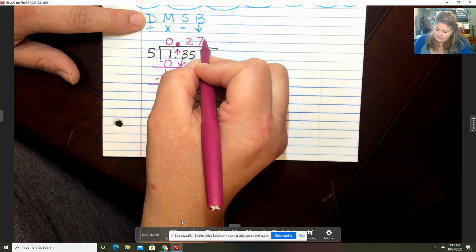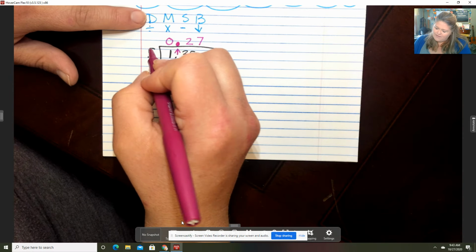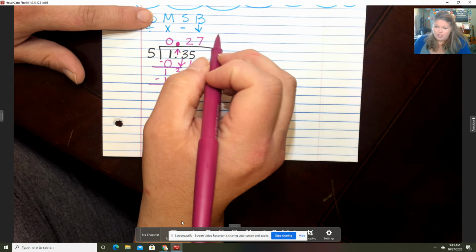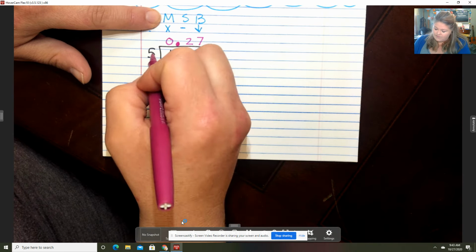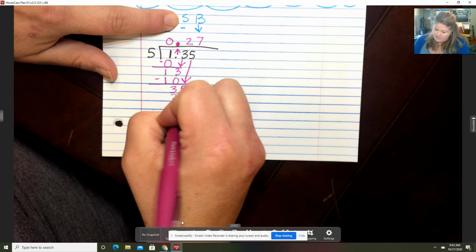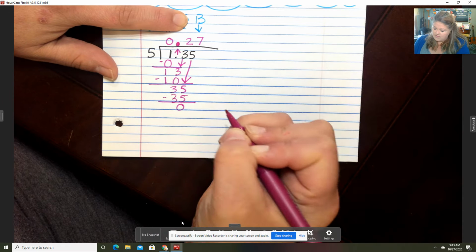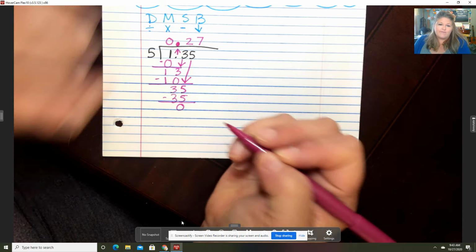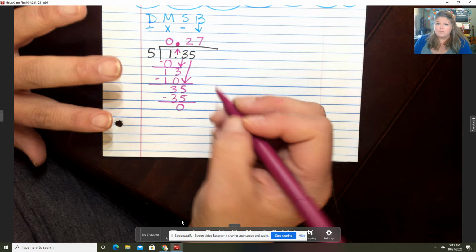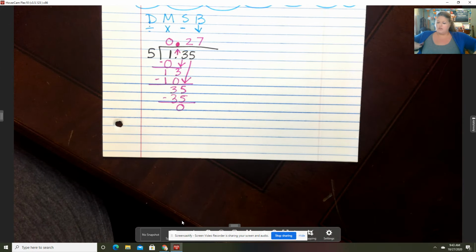Oh, wait, I've already divided. I said 5 goes into 35 7 times. And then I say multiply. 7 times 5 is 35. Then I subtract. And I have nothing else to bring down, and I have a 0. With my decimals, you always want to make sure that you have a 0.